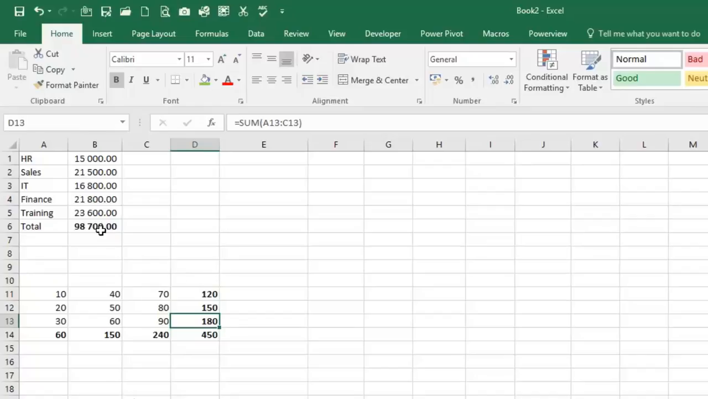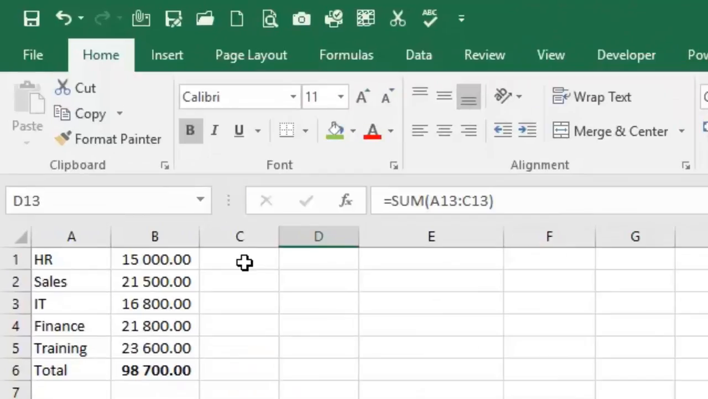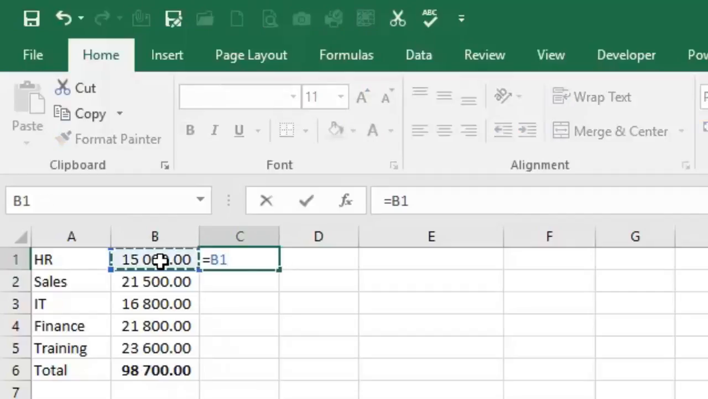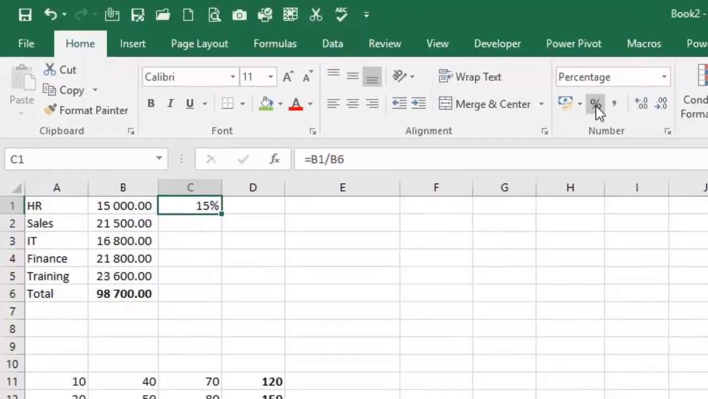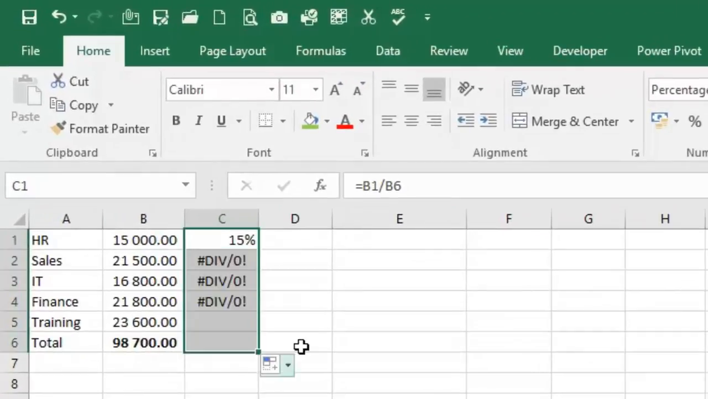Now let's try and apply this principle to this exercise, and you see we're going to come up with errors. What we have here is the spend by department, HR spend 15, sales spend 21, the total spend for all areas being 98,700. In C1, I want to work it out as a percentage. So in other words, HR made up 20% of the total spend, etc. The formula for this would be equals, click on the HR amount divided by the total and enter. To convert that to a percentage, you would use the percentage sign on your home ribbon. Let's copy it down. And as you can see, we get all these div errors that come up.